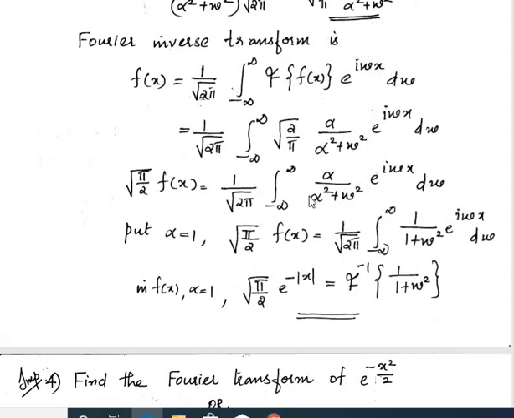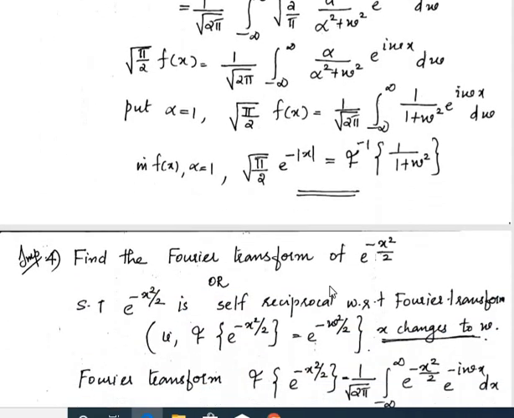There is a formula 1 by root 2 pi integral of the function e raised to i omega x dx. So here the question is to find the inverse transform of 1 by 1 plus omega square. So we put alpha equal to 1. So it becomes root pi by 2 f of x equal to 1 by root 2 pi integral minus infinity to plus infinity 1 by 1 plus omega square e raised to i omega x d omega. So this is the inverse transform formula for 1 by 1 plus omega square. So the inverse transform of 1 by 1 plus omega square is given by root 2 by pi, and the function is e raised to minus mod x.